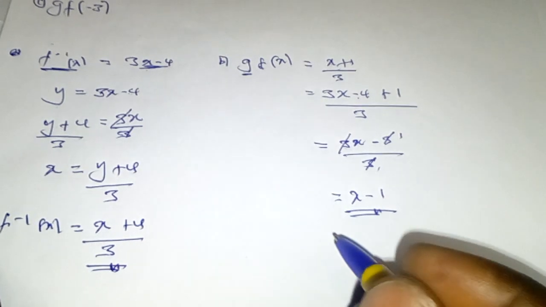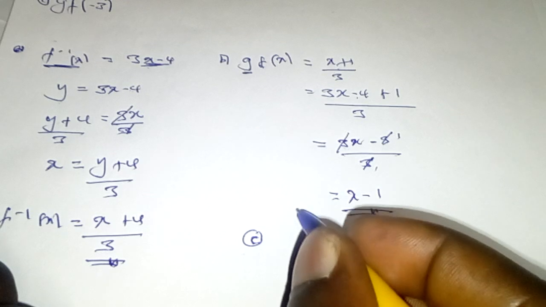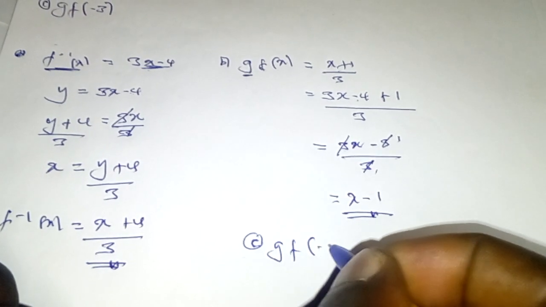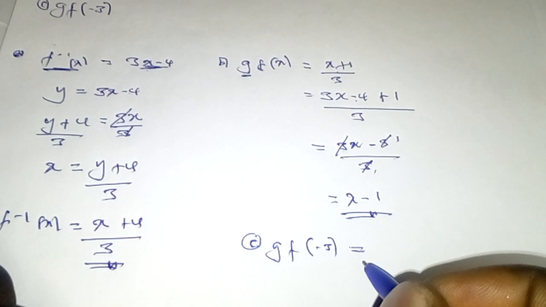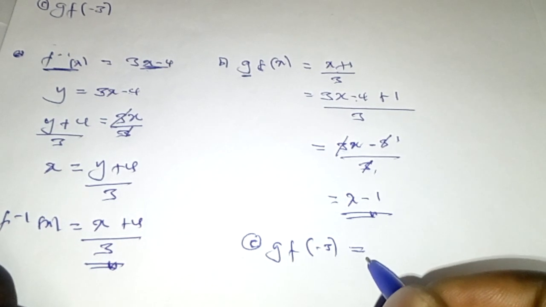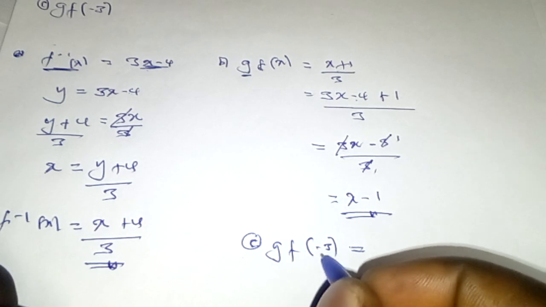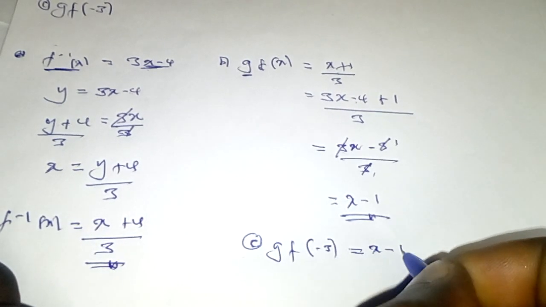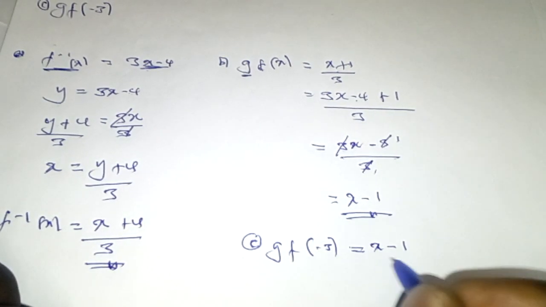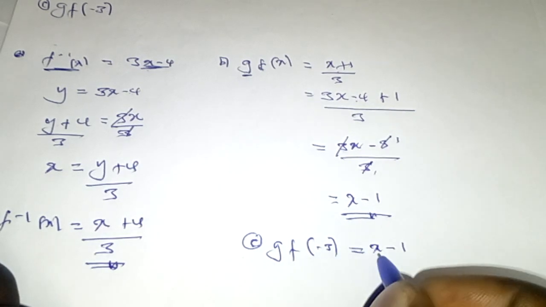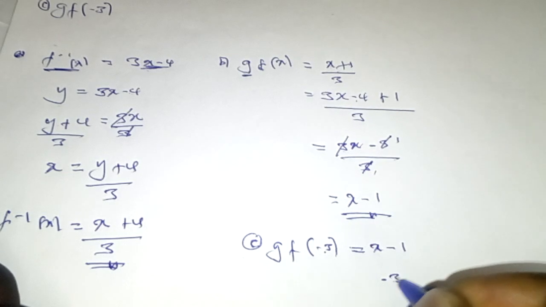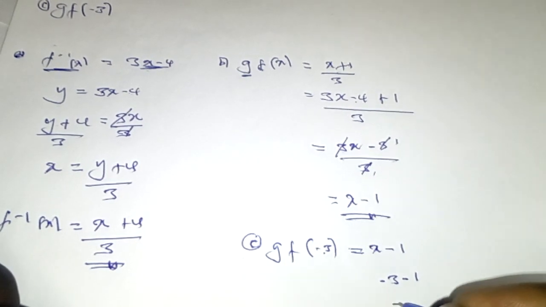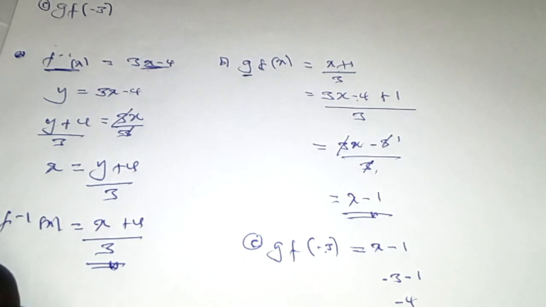Okay, so we come to C. So C is gf of negative 3. We have the solution from before, which is x minus 1. In this expression, where there is x, we are going to put negative 3. So this is going to be negative 3 minus 1, and the answer is equal to negative 4.